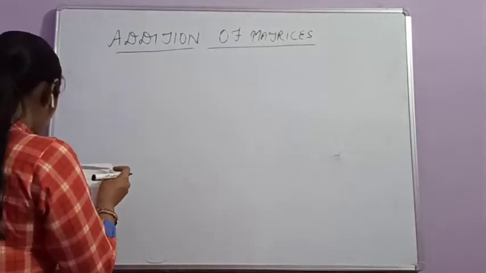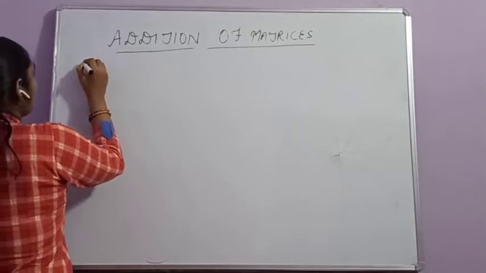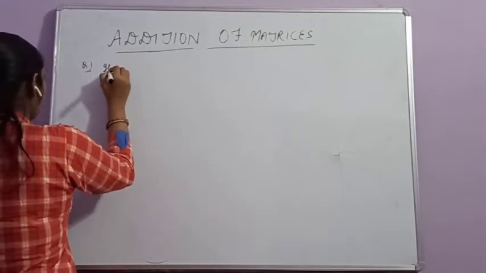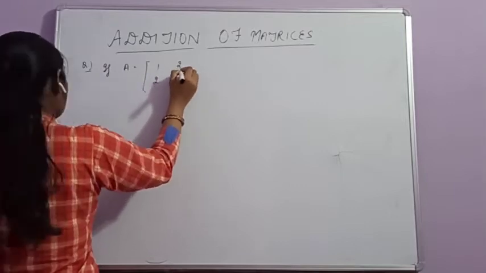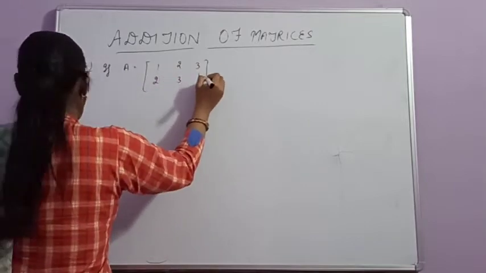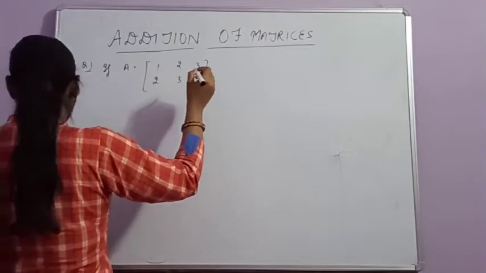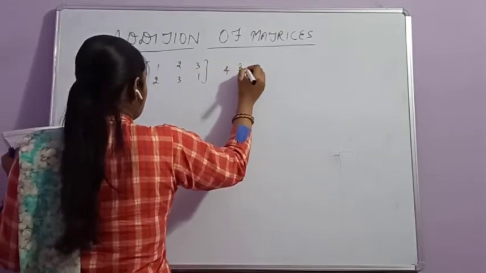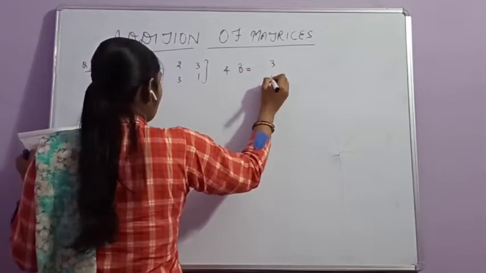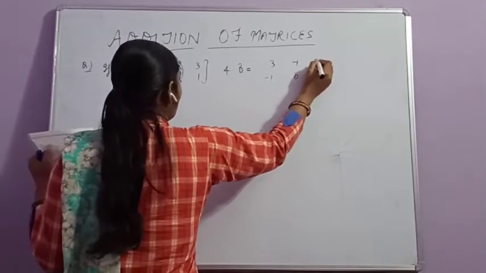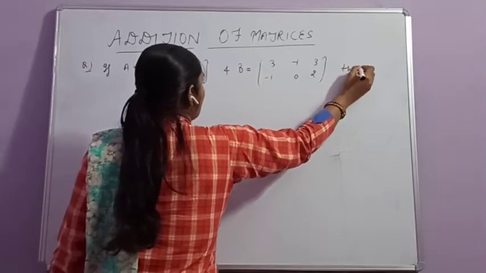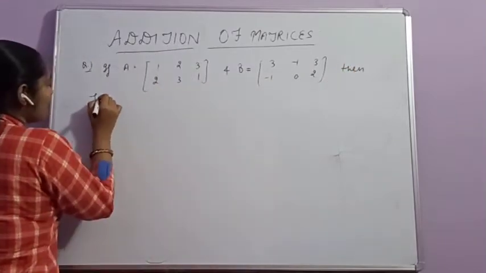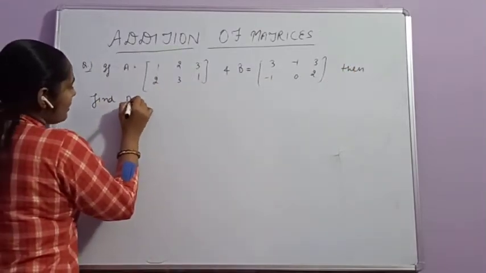For example, if matrix A is [1 2 2; 3 3 1] and B is equal to [3 -1 0; 3 2 1]... then find A plus B.